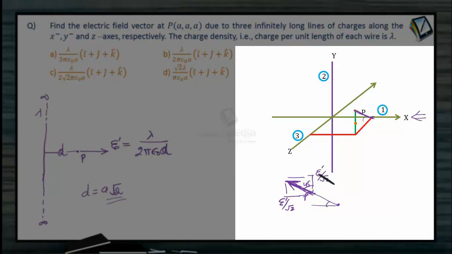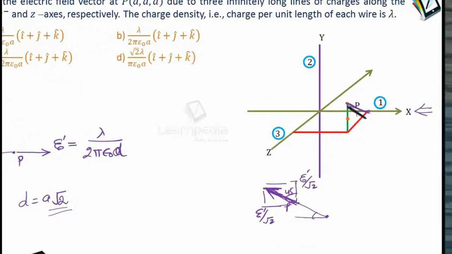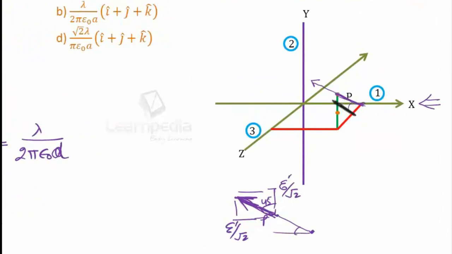And what will be the direction? One component will be along the y-axis and the other component will be along the z-axis, which you can see here. From the x-axis, the electric field is here, and if we resolve it, one component will be along the y-axis and the other along the z-axis. So from the x wire, we have two components, one along y and one along z. Similarly, from the z wire, we have two components, one along the y-axis and one along the x-axis, and from the wire kept along the y-axis, we have two components, one along the x-axis and the other along the z-axis.